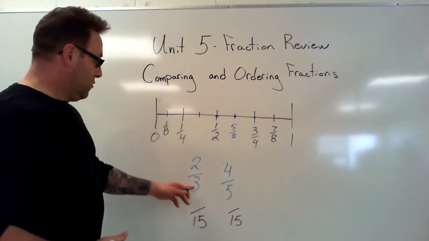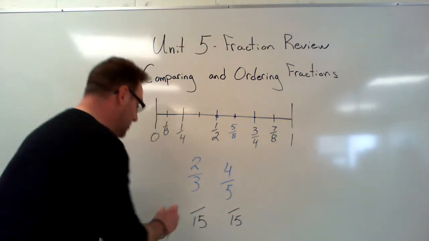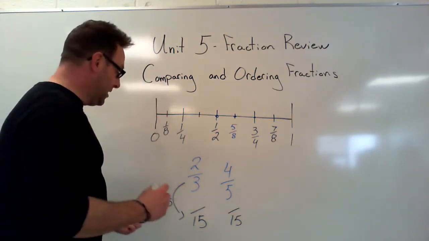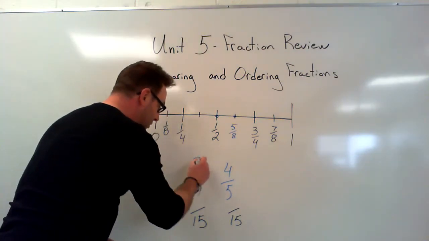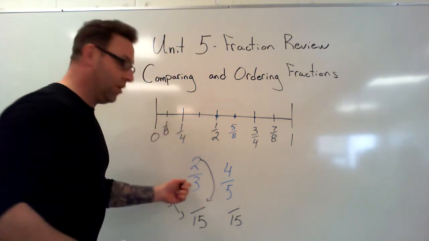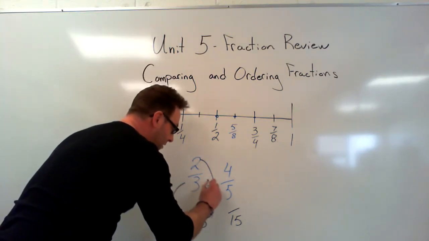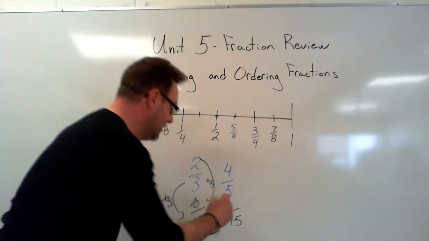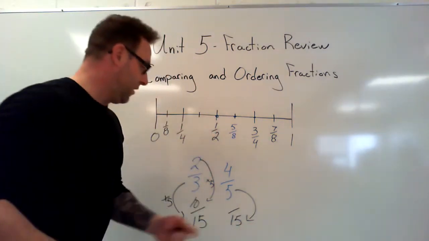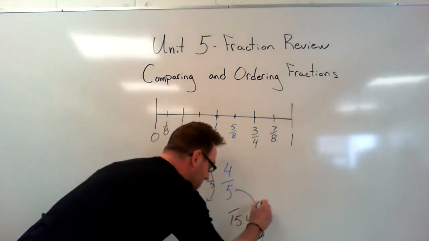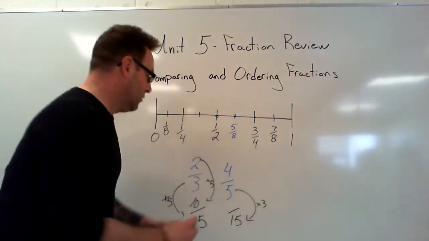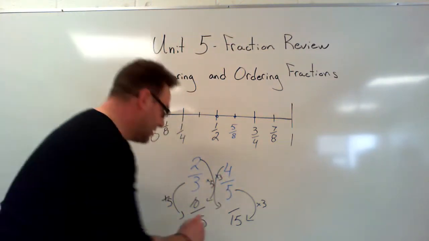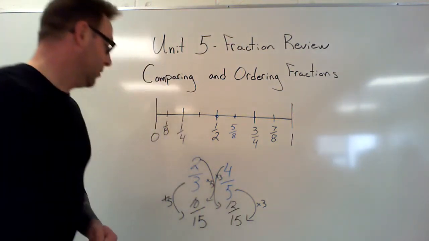Now, how did I go from 3 to 15? I times it by 5. 3 times 5 is 15. So I have to do the same thing to the top. Now, 2 times 5 is 10. How did I go from 5 to 15? I times by 3. Now, 4 times 3 is 12.